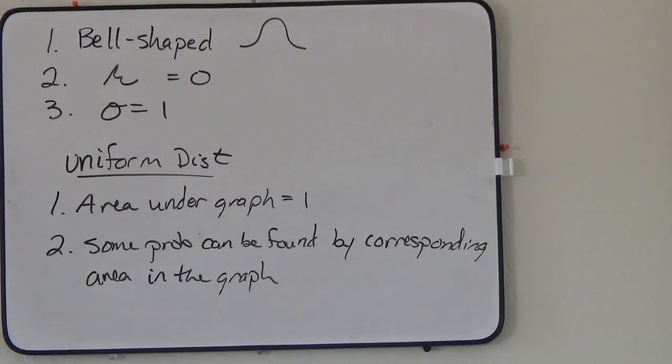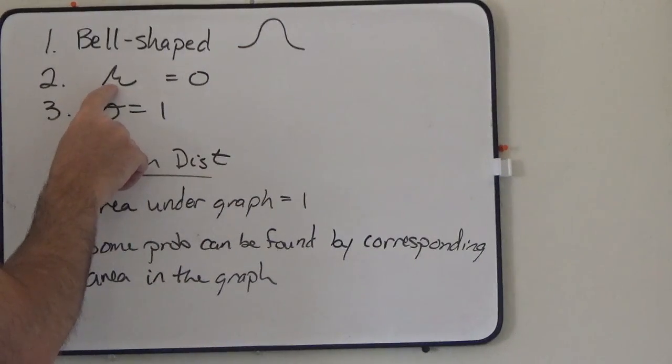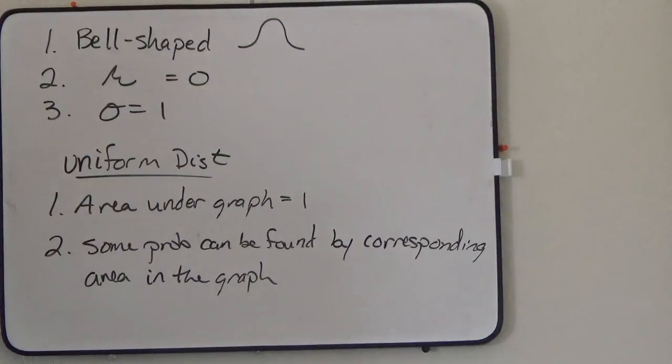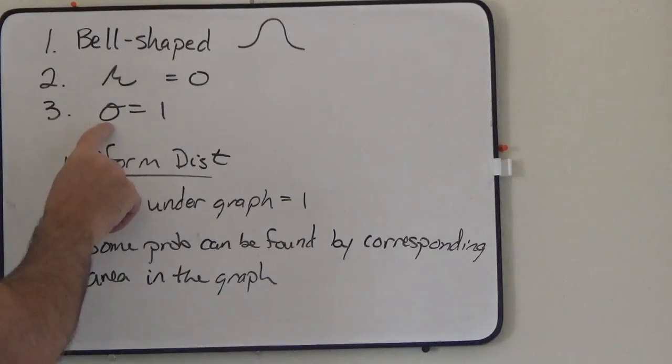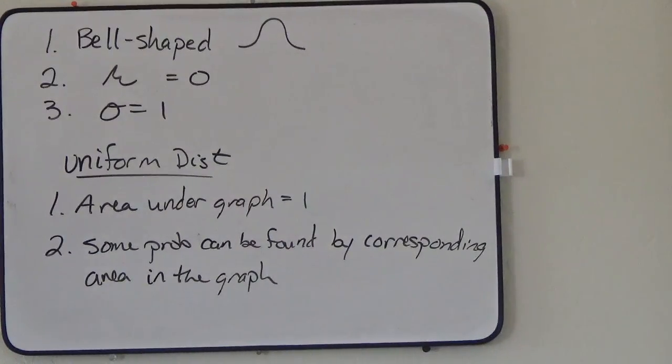But remember, in order for it to be the standard normal distribution, it has to be a bell-shaped curve. Our mean, which is mu, has to equal 0. And the standard deviation has to equal 1, right? There has to be one deviation between each of the lines on the graph. So that's a standard normal distribution.